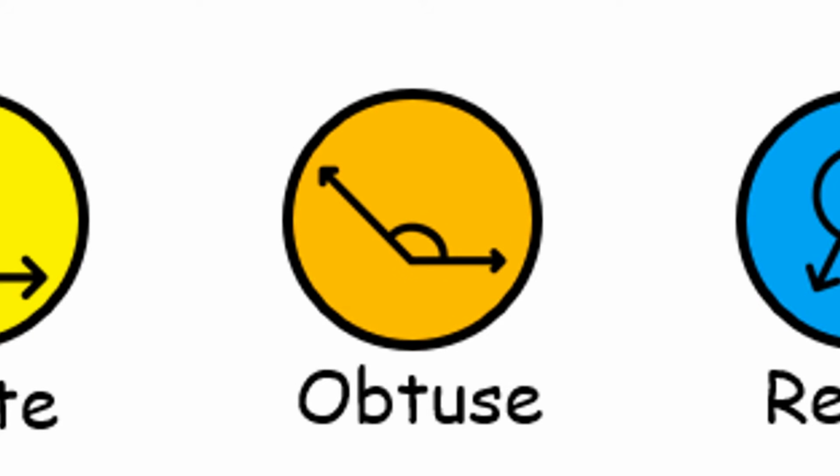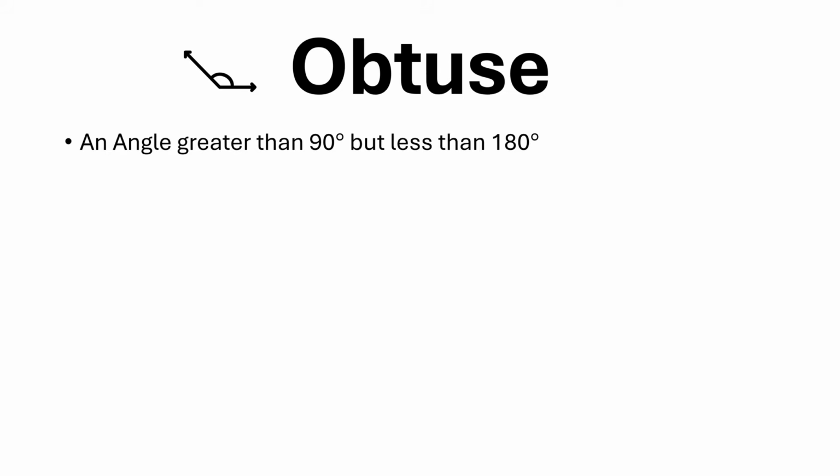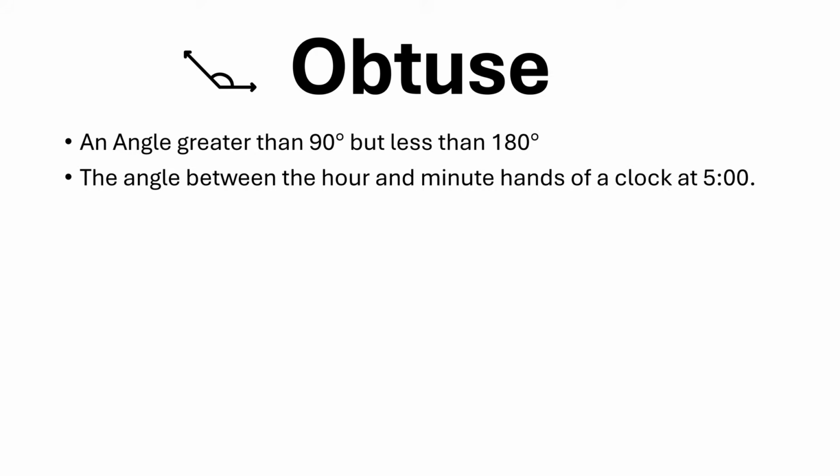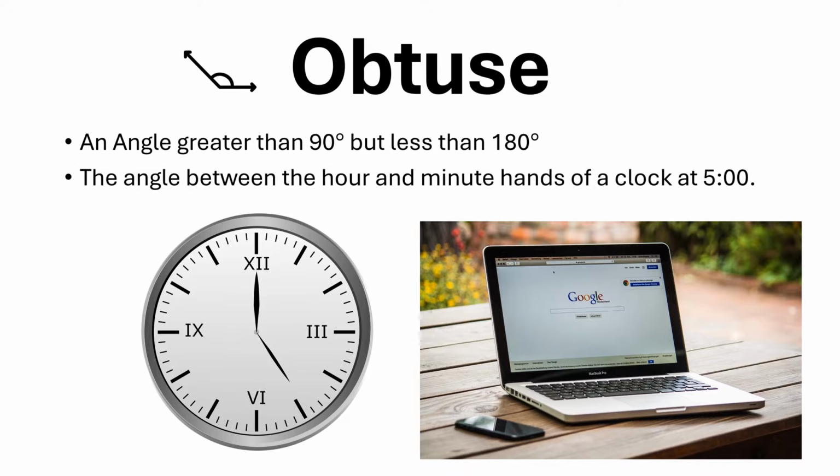Obtuse angle. An obtuse angle is an angle that is between 90 degrees and 180 degrees. For example, the angle between the hour and minute hands of a clock at 5 o'clock. A real-life example of an obtuse angle would be a reclining chair or an open laptop.